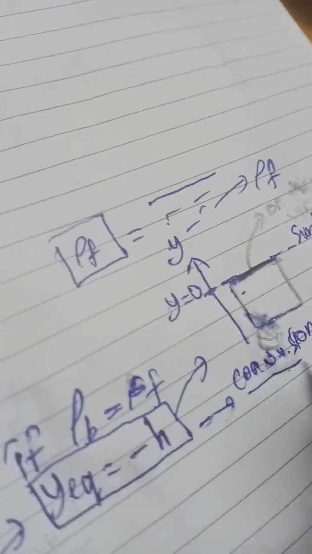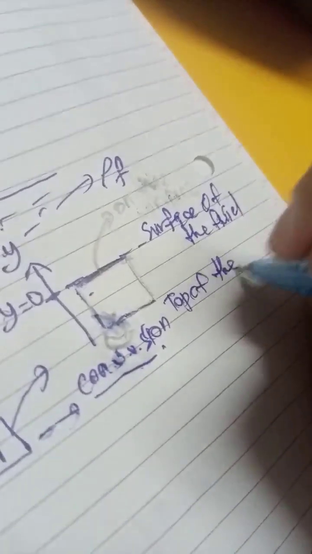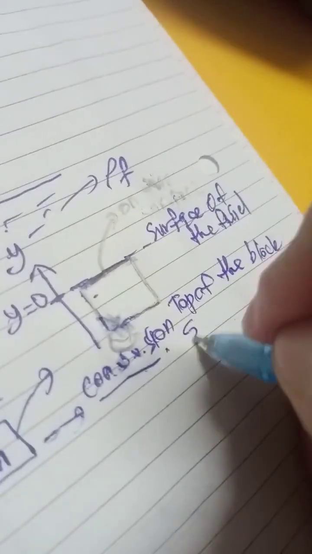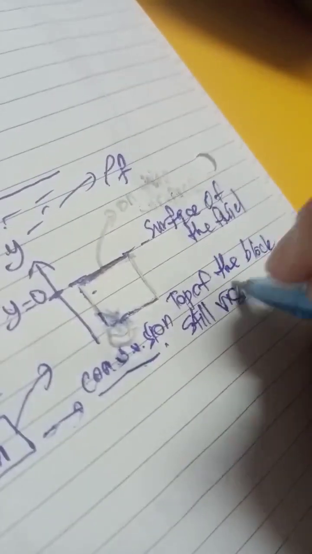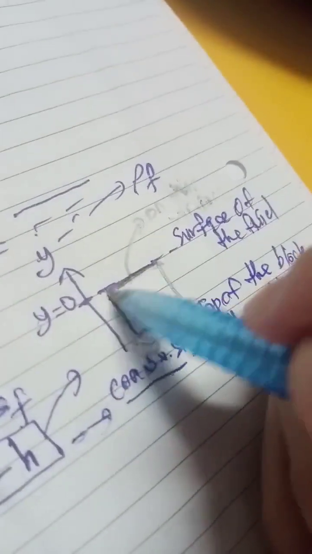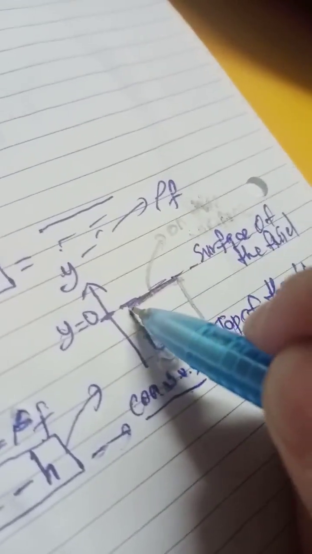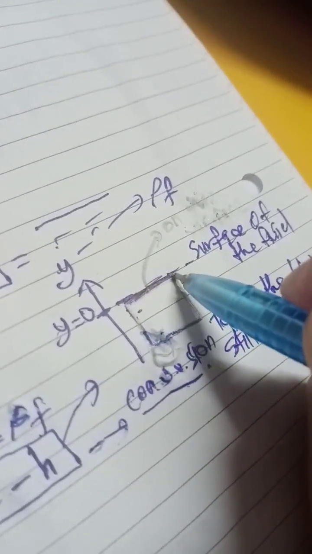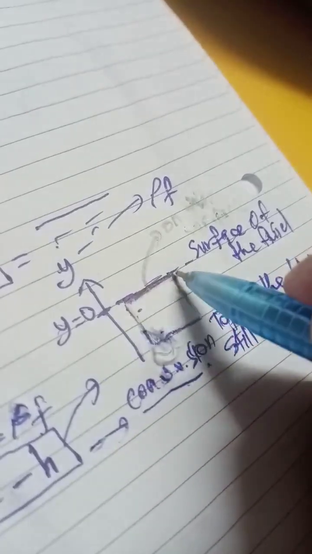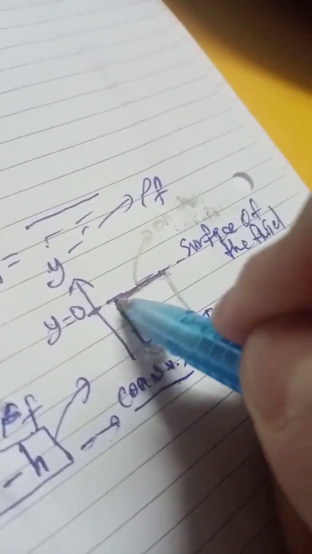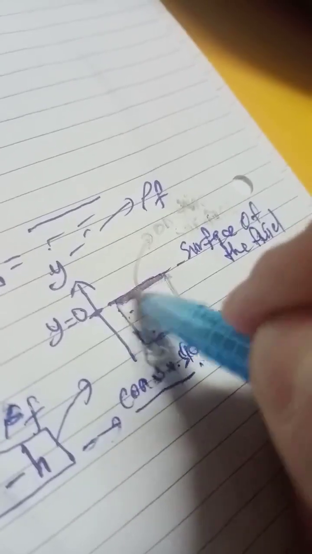Okay, the conclusion is that the top of the block is still visible. We can still see the top of the block. This is not fully submerged. Which means that the block, except the top, is fully submerged in the fluid, but the top of the block is still not submerged. That means that it is not fully submerged. Okay, that is the first condition.